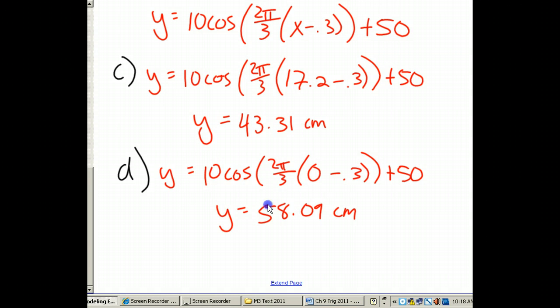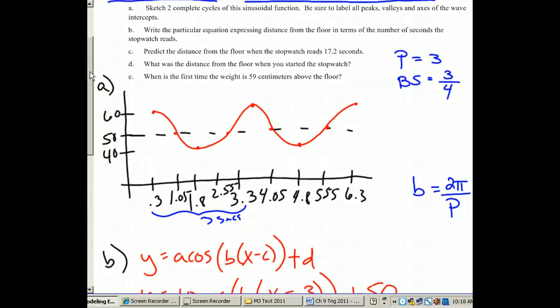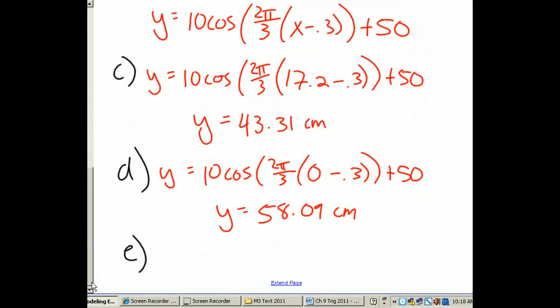Now lastly, we have part E. And part E is asking us, when was the first time the weight is 59 centimeters above the floor? So this time's a little bit different. I'm asking for time. So I'm asking for x, and I'm giving you a y. So the difference here is that I'm plugging 59 centimeters in for y, and I'm leaving my x now the open variable.